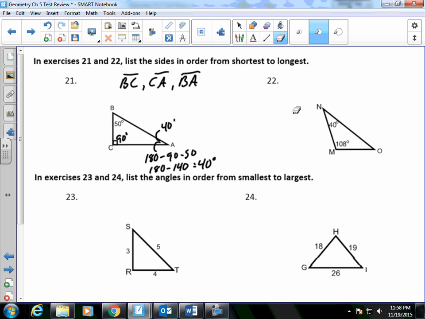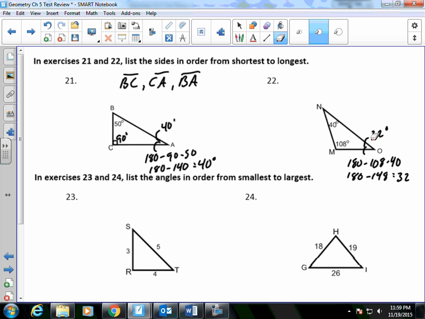All right, so 22, got 108, 40, and we're missing O, so we're going to have to calculate it. So that's going to be 180 minus 108 minus 40. Well, that's 180 minus 148, which will be 32. So O is 32, N's 40, M is 108.